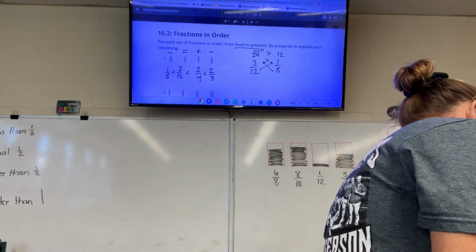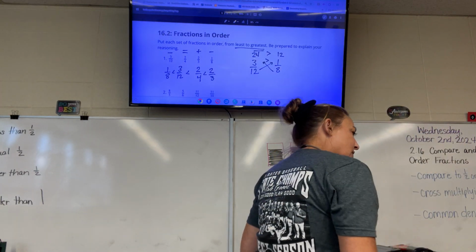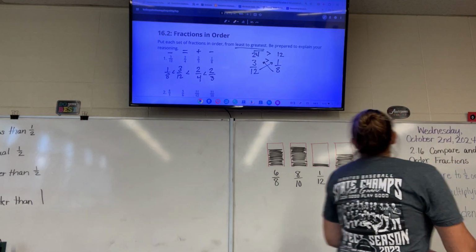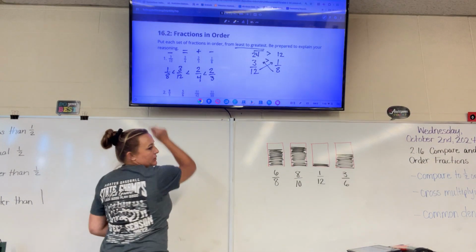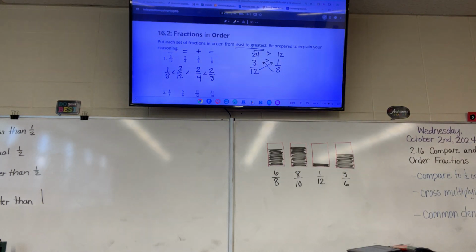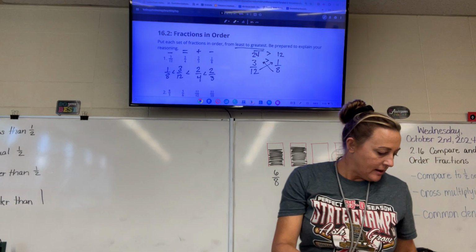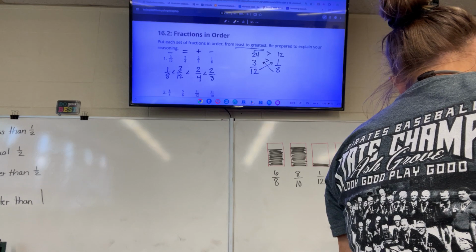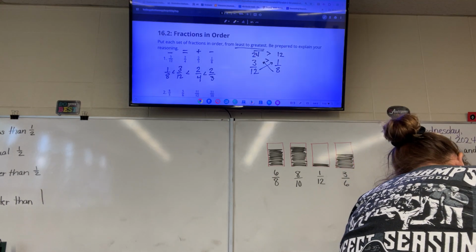Go ahead and finish filling that in. Make sure you guys have all 4 of those fractions and your symbols. Right here, you need to add this symbol, less than. Got it. Okay, then you're gonna finish this page, 105.